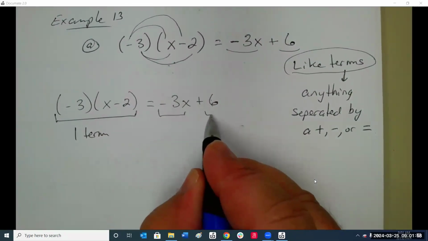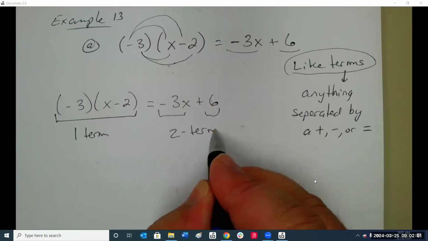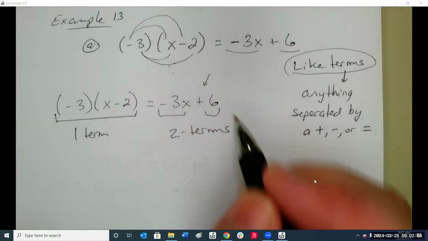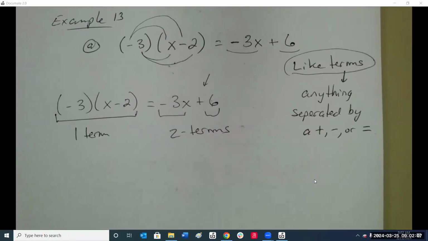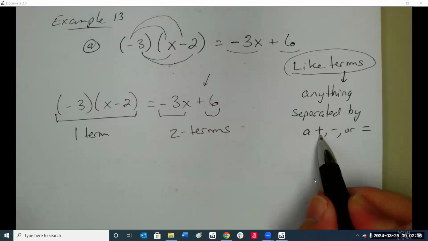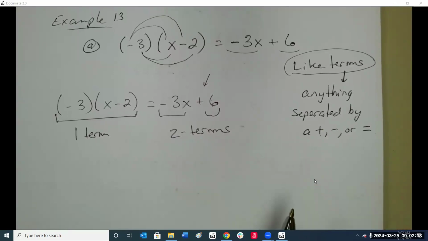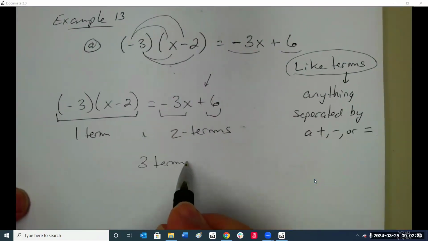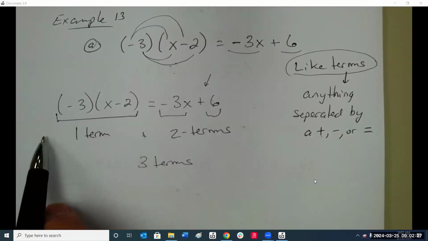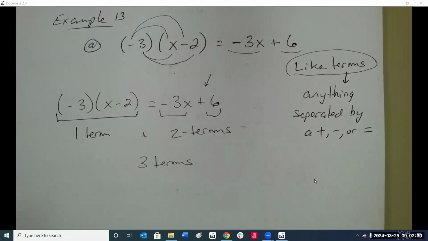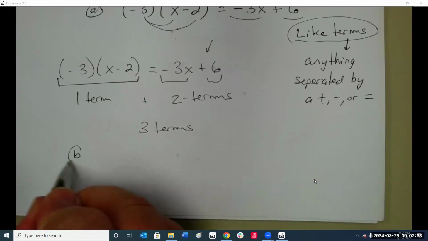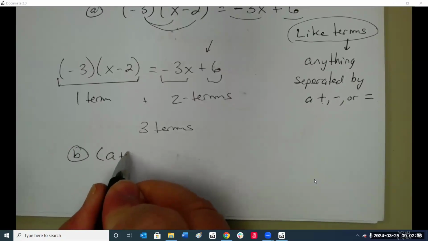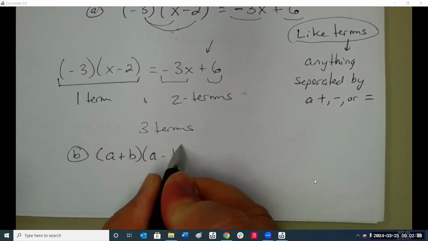But here, we have 2 terms, because there's a plus sign separating them into 2 separate terms. See, that's where it gets complex, because terms have to be separated by a plus, minus, or equals. So in this entire equation, we have three terms. We have one on the left side of the equals and two on the right side. We have A plus B, A minus B.